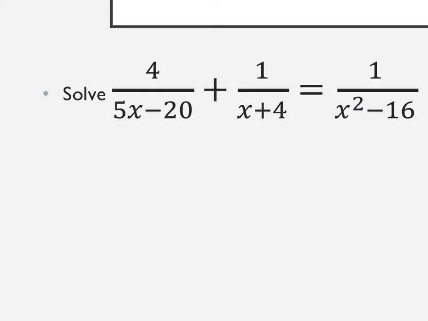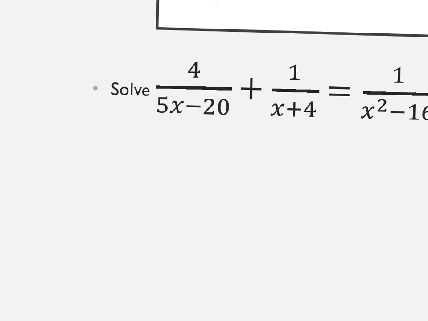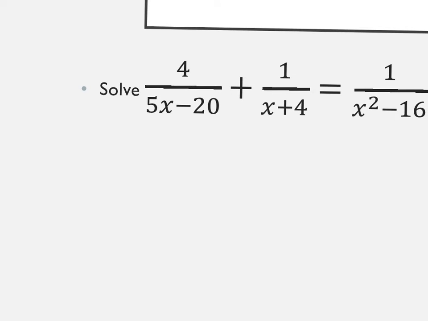Okay, so for this next example, notice finding the common denominator is not as simple as it once was. So we're going to alter our steps just slightly. Okay, so the first thing that we are going to want to do is factor our denominators. So notice for 5x minus 20, there is a greatest common factor of 5. So we'll do 5 times x minus 4. The middle denominator is already factored, and x squared minus 16 in that third denominator is the difference of squares, which factors to x minus 4, x plus 4.